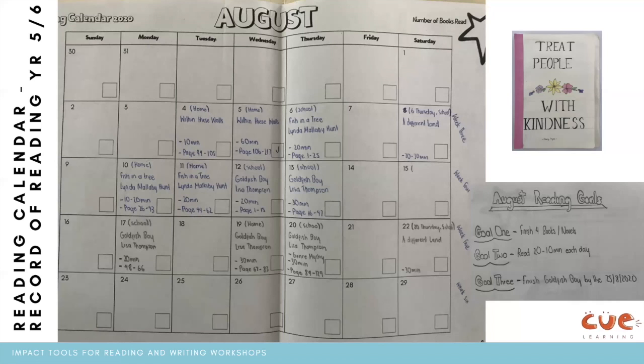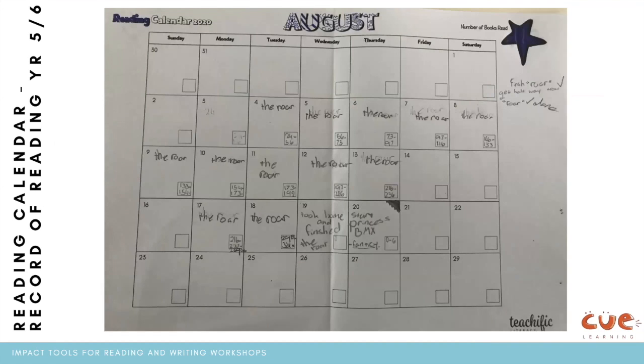Just another example of a calendar and goal setting, and another one to show you they don't all look the same. We've got students coming at different points here, but what's so important to say is that this child had not at this point finished a book, and this was in the second half of the year.